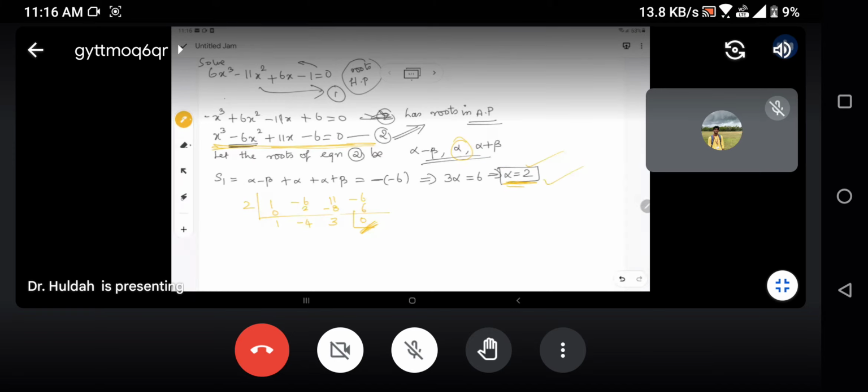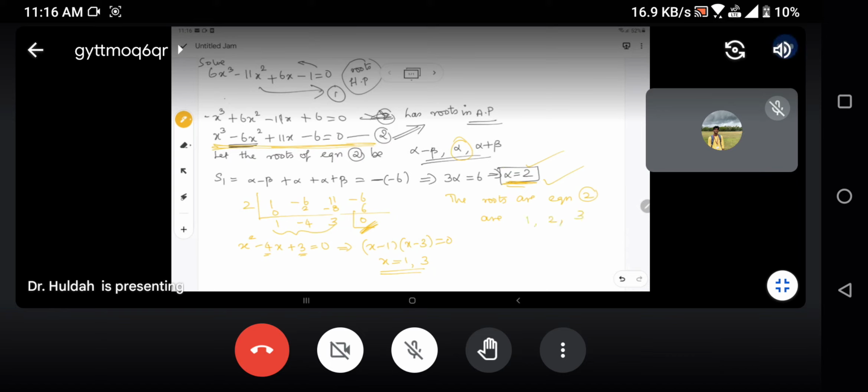Take this as the remaining equation: x squared minus 4x plus 3 equal to 0, and solve it. Product should be 3, sum should be 4, means 3 and 1. Can I factorize this as x minus 1, x minus 3? Let us check that: x squared minus x minus 3x plus 3. Okay, these are the factors. So I get x is equal to 1 and 3. What are the three roots? The roots of equation 2 are 1, 2 and 3.